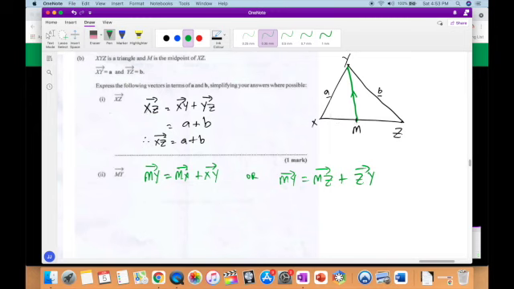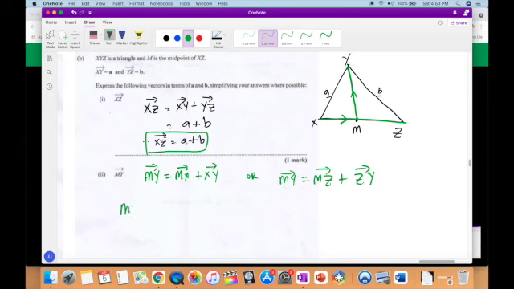Now I know that this M is the midpoint, so it'll be half of whatever XZ is. But please be reminded, XZ is going in this direction. So therefore XZ in that direction is A plus B. So if I go in MX, I can't just say a half A plus B. I cannot do that.